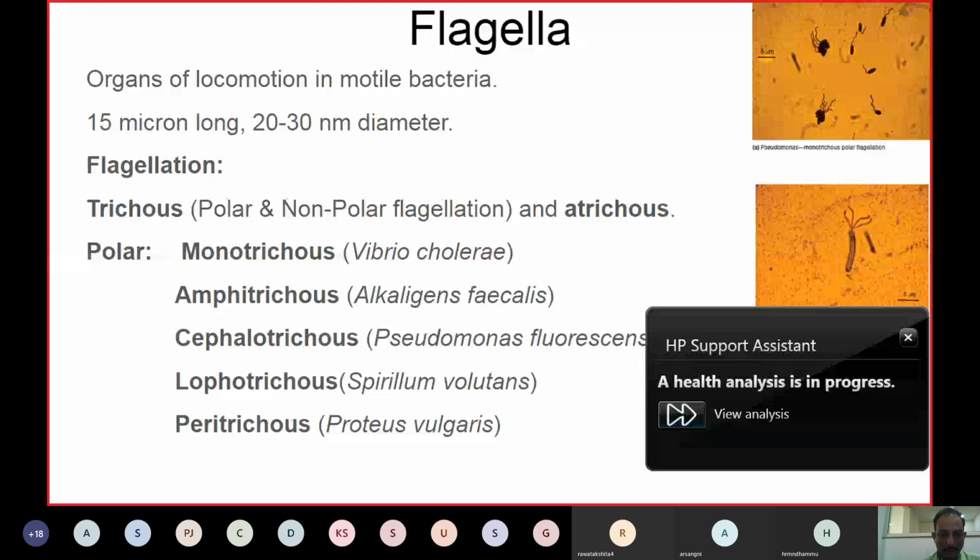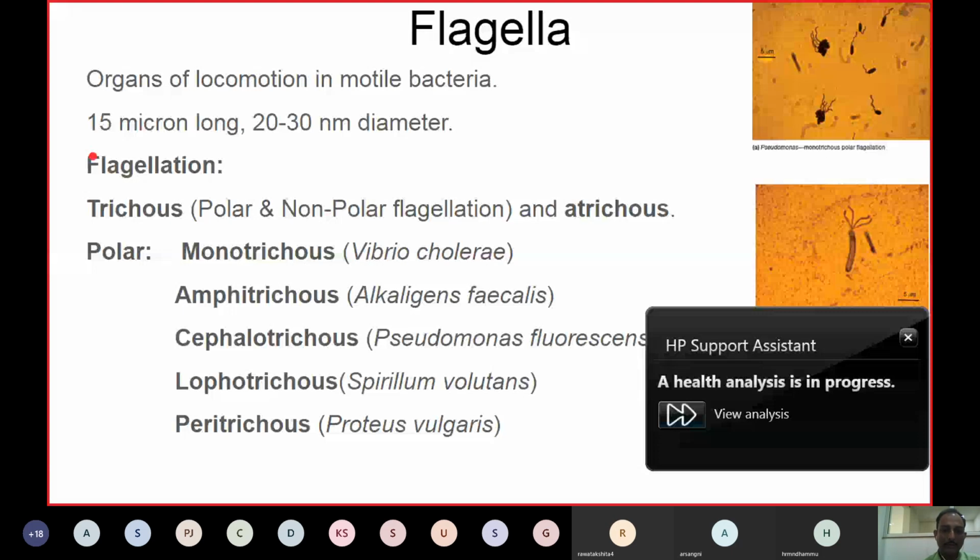The number of flagella and the position of flagella varies in bacteria, and the distribution of flagella in bacteria is called flagellation. If flagella is present in a bacteria, we call it trichous, and if it is absent, it is called atrichous. So trichous means the presence of flagella.